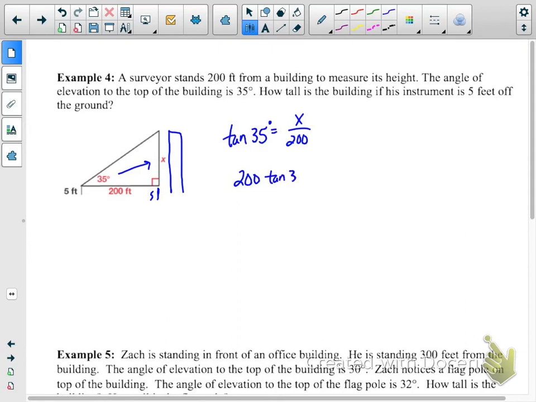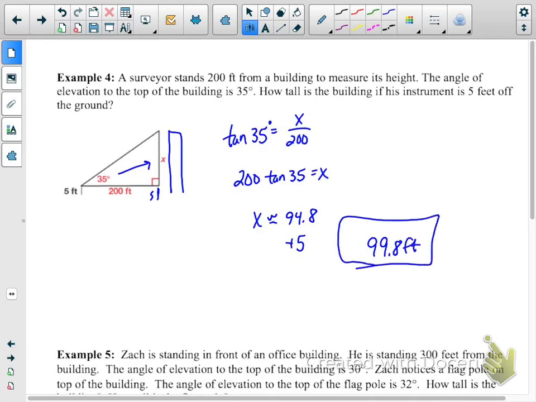200 tangent of 35 is equal to x. So x is approximately 94.8. But again, that's 5 feet off the ground. I need the entire building there, so we're going to add 5 to that. So 99.8 feet would be my answer.